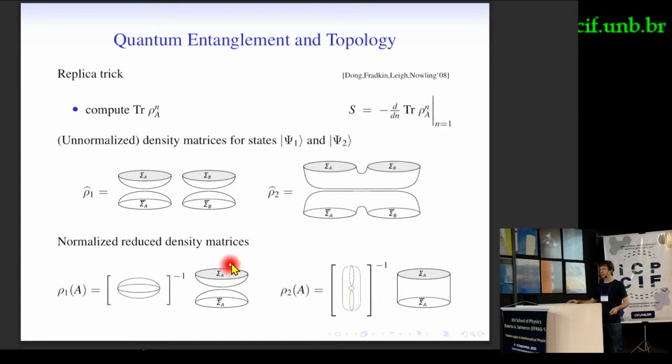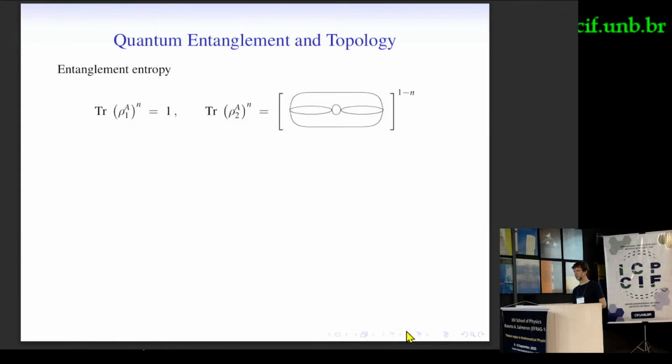In the second case, when I glue the two together, I put one on top of the other, the product will produce another melon, which will cancel one of the normalization factors. So for the second example, any power of this density matrix will be exactly the same thing. Which means that when I compute the trace, since my state is normalized, I just get 1 in this example. And in this case, I'll get again the same thing as the normalization factor, but this normalization factor will be computed at power 1 minus n.